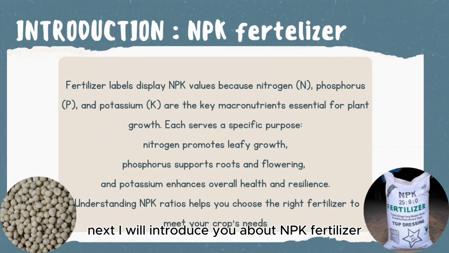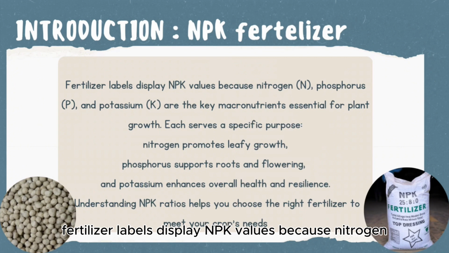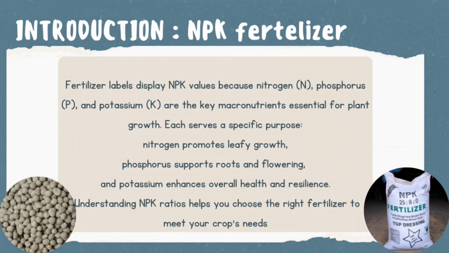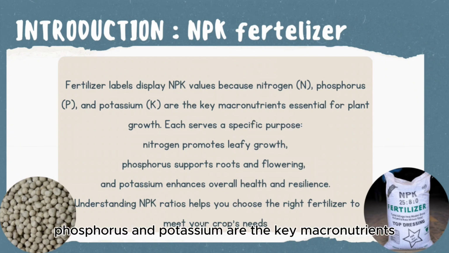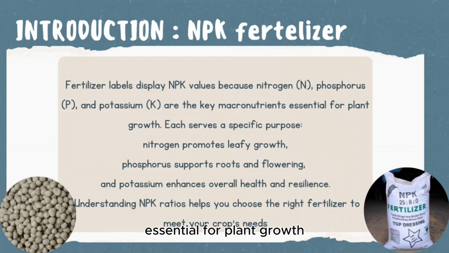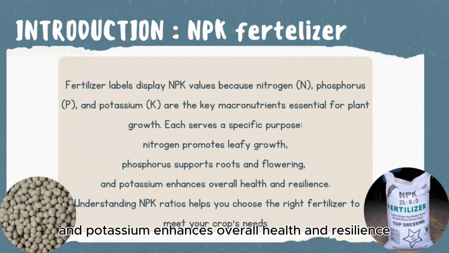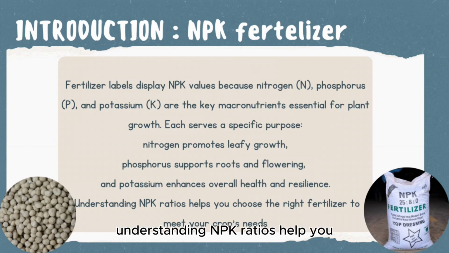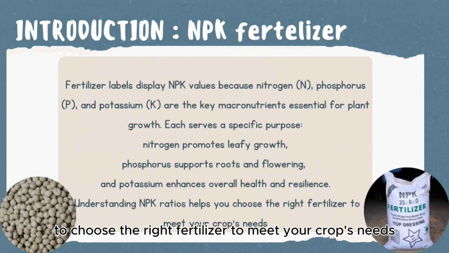Next, I will introduce you to NPK fertilizer. Fertilizer labels display NPK values because nitrogen, phosphorus, and potassium are the key macronutrients essential for plant growth. Each serves a specific purpose. Nitrogen promotes leafy growth, phosphorus supports roots and flowering, and potassium enhances overall health and resilience. Understanding NPK ratios helps you choose the right fertilizer to meet your crop needs.